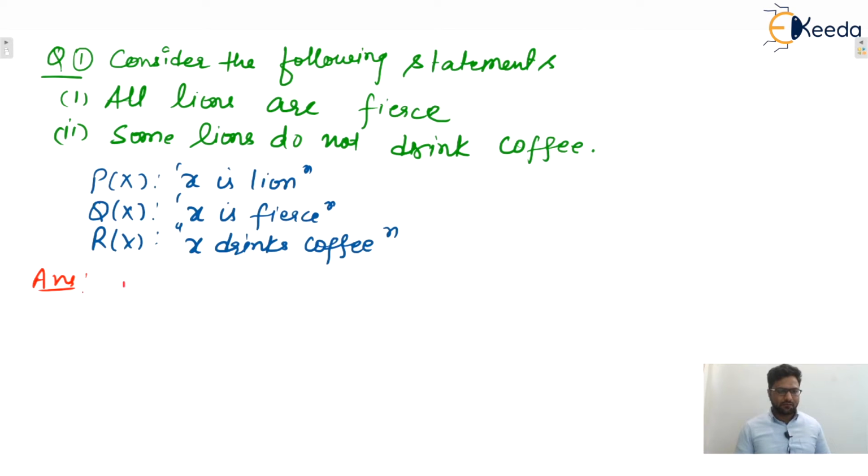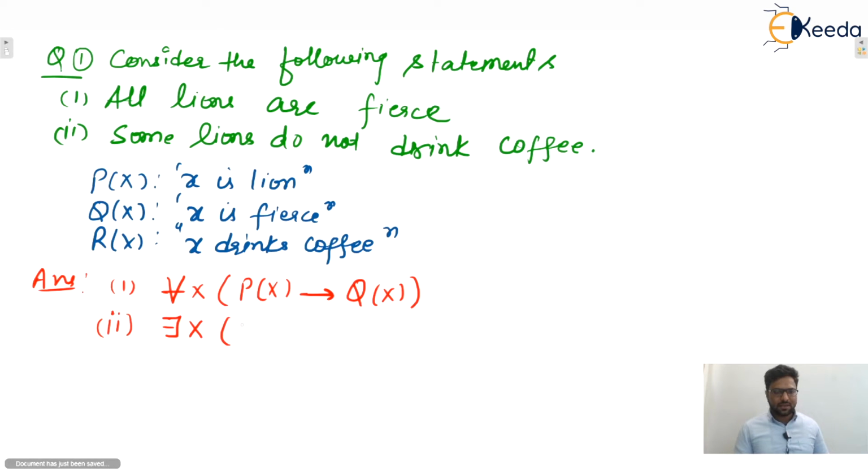All lions means for every x, if it is a lion, then it is fierce also. Yes or no? Next, the second one: some means there exists some x, so we'll use the existential quantifier. There exists x such that x is a lion and it does not drink coffee. Yes or no? And means together.